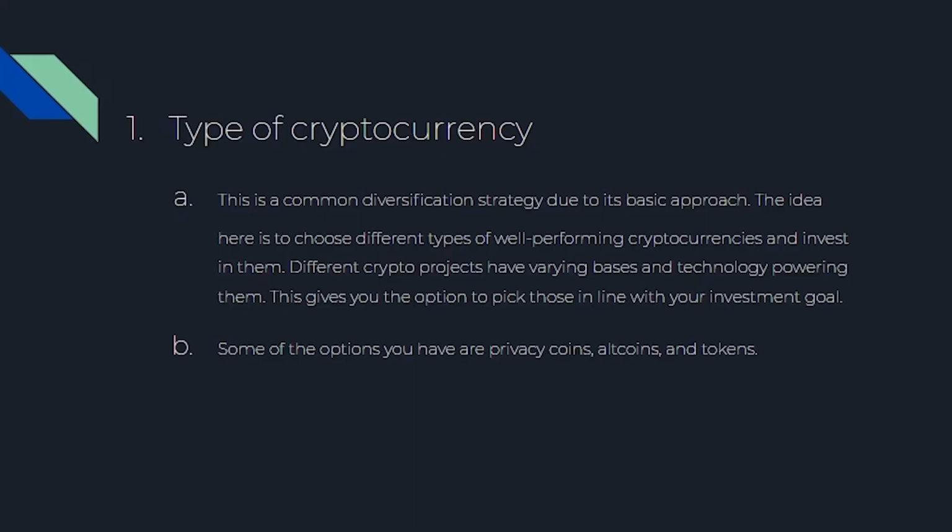So the first one, it's quite obvious. It's going to be the type of cryptocurrency. So this is a common strategy due to its basic approach. So the idea here is to choose different types of well-performing cryptos and invest in them. Different crypto projects have varying basis and technology powering them. So this gives you the option to pick those in line with your investment goals. Some of the options you have are privacy coins, altcoins, and tokens. So this one's very simple. You're probably already doing this. So let's get into the second one.